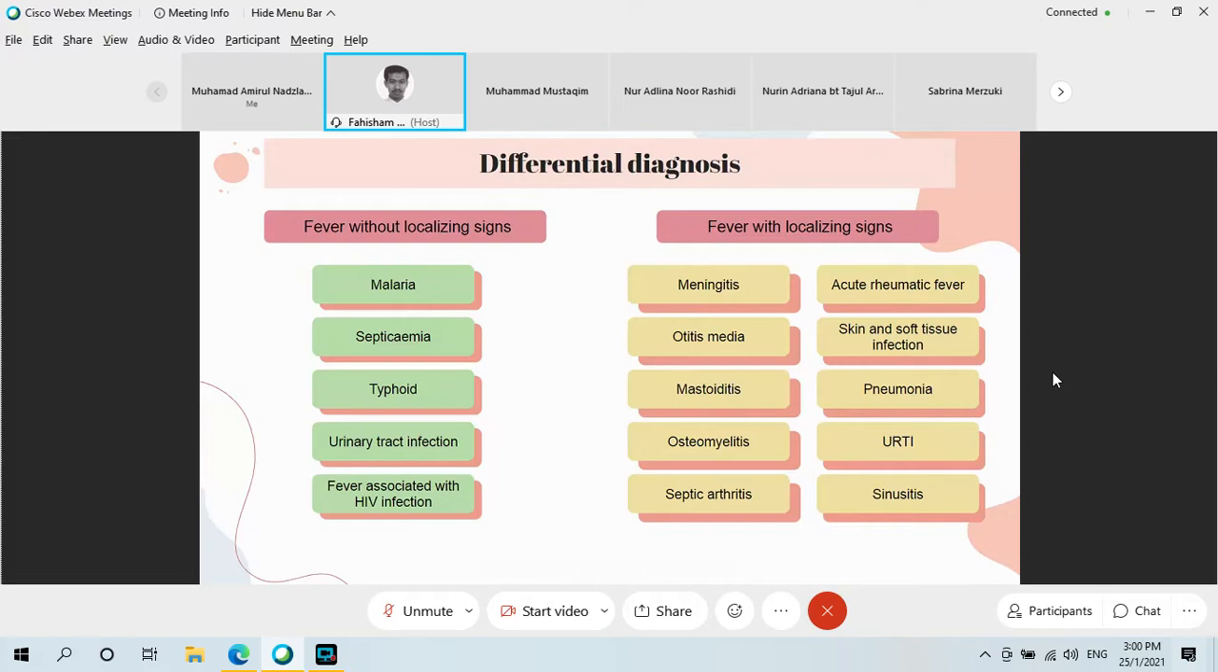Rheumatic heart, what do you see? Rheumatic, guys? Jannah? Oh, Jannah, can you hear me? Yes, doctor. Right. Rheumatic fever, so what do you see? Clinical sign, localizing sign.